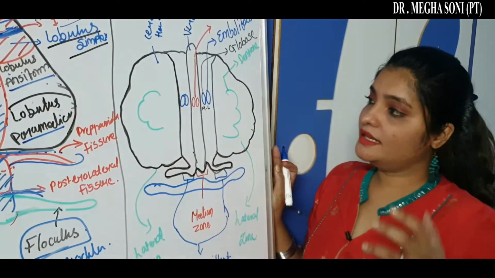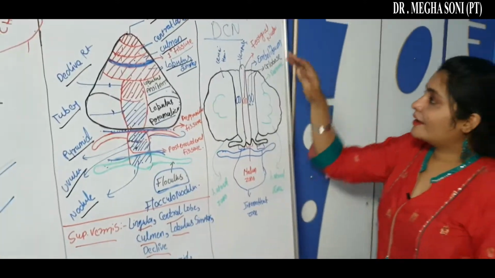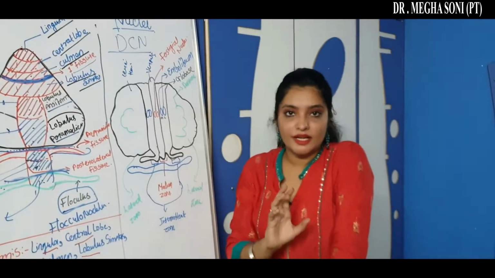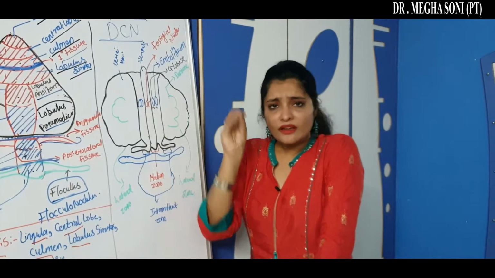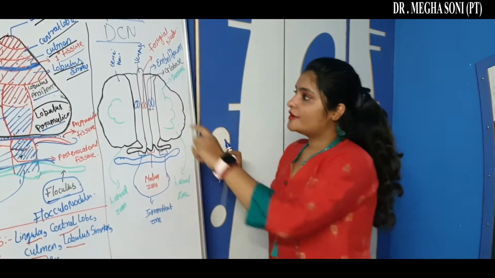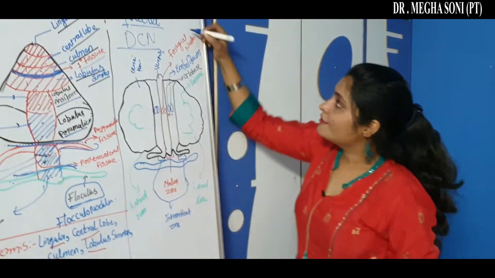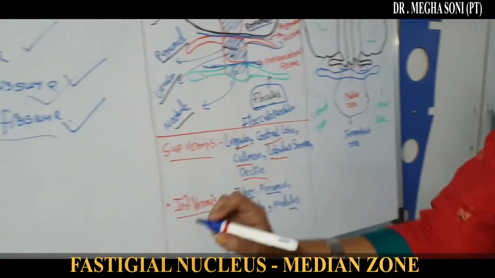Fine. Now let's see the situation of nuclei. So mainly there are four pairs of deep cerebellar nuclei situated deeply in the cerebellar hemisphere. The first nucleus is the fastigial nucleus. Let me write it down here.